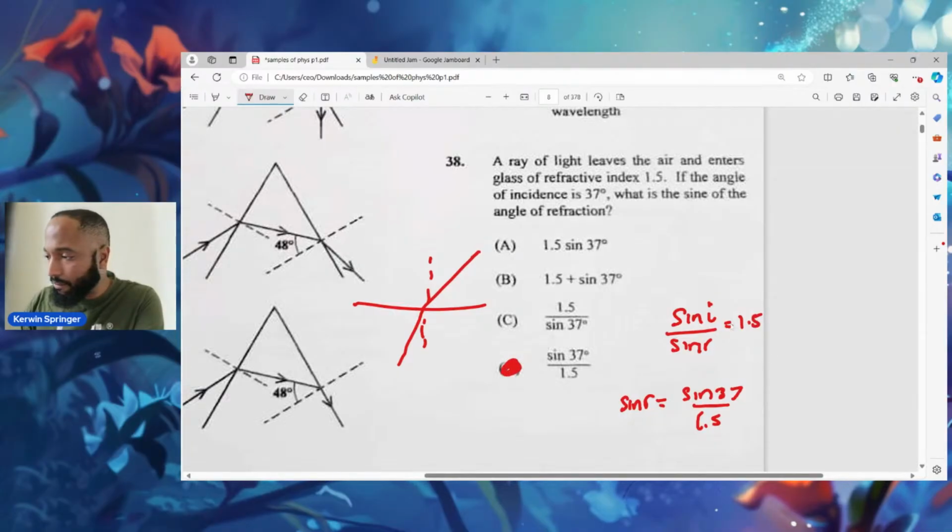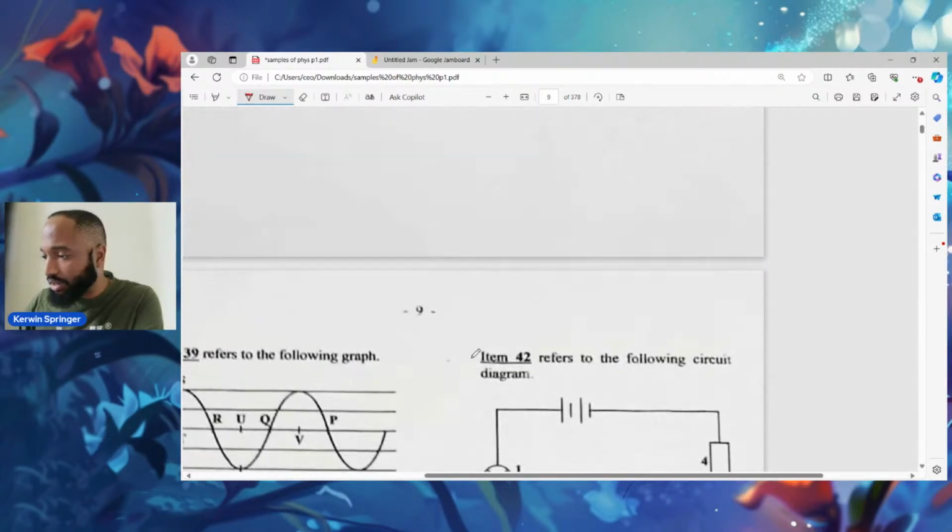This one is D. Sine I over sine R is equal to the refractive index. So if I rearrange the answer, what is the sine of the angle of refraction? You get D, right? D is the answer for that one.